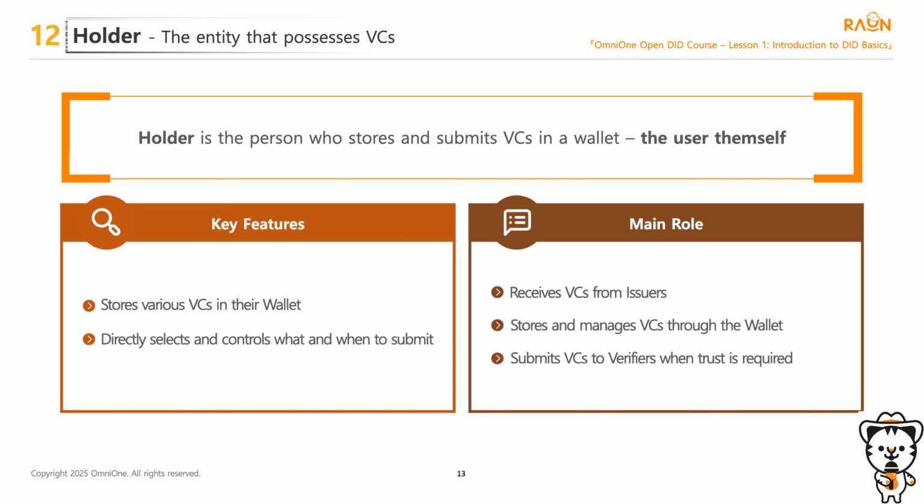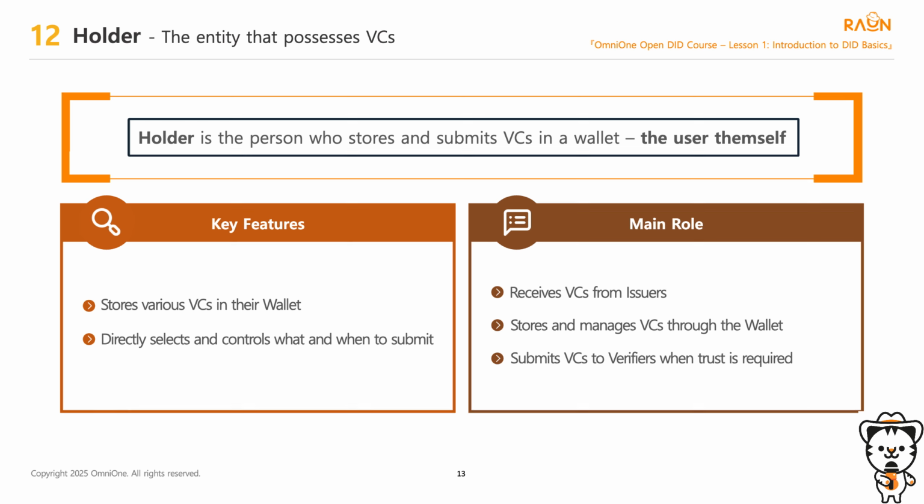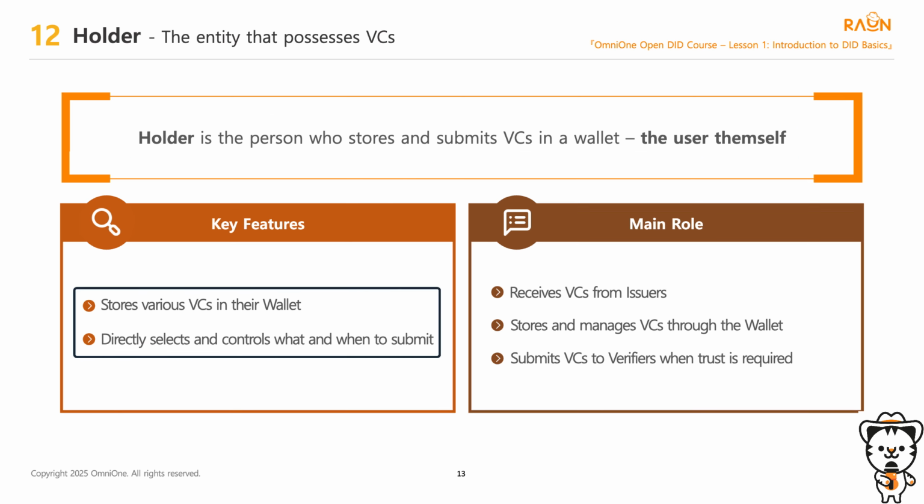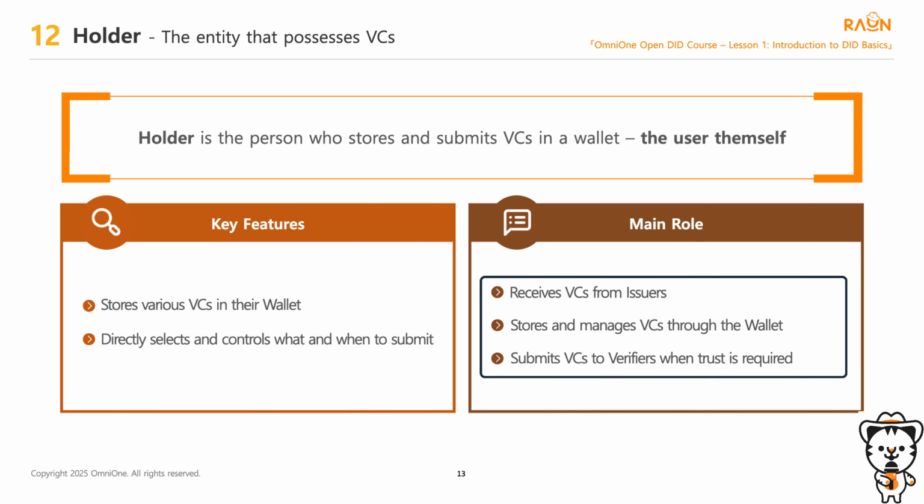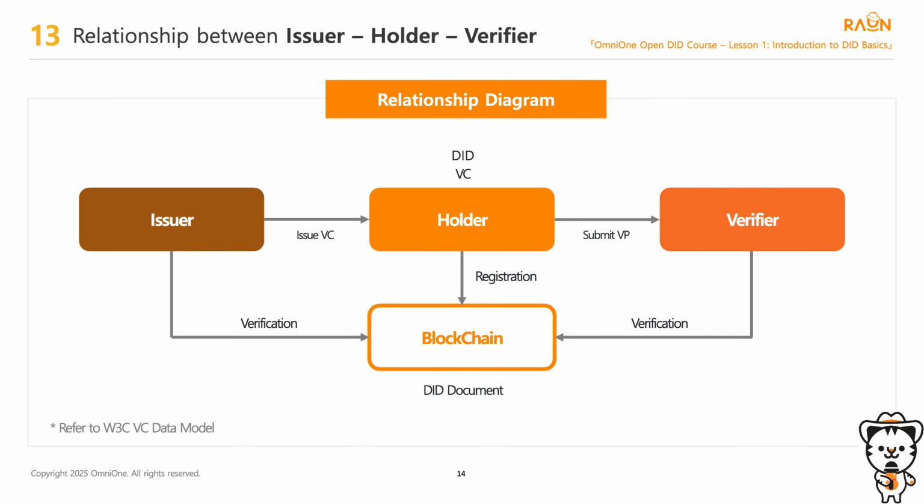Now let's talk about the holder. The holder is the one who possesses the VC. In most cases, that's you, the end user. You store your VCs in your wallet, and you choose when and how to share them. As the owner of your credentials, you control your identity. This is self-sovereign identity in action. The holder receives VCs from issuers, stores them in the wallet, and submits them to verifiers as needed, such as for identity checks or verification processes.